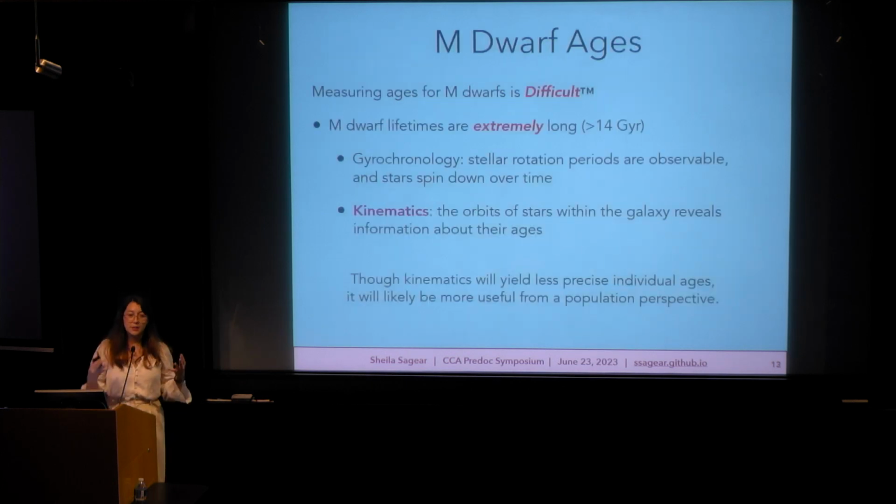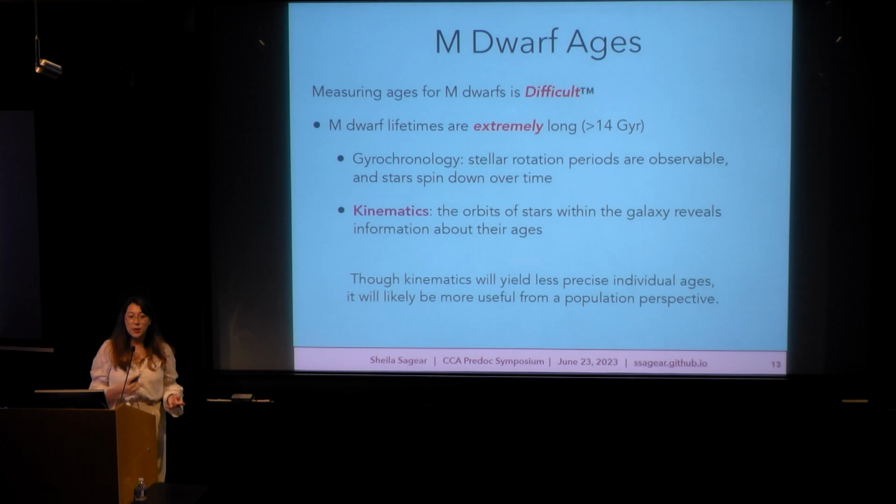So this is a tall order. I realize that because measuring ages for M-dwarfs is extremely, extremely difficult. You can't just look at an M-dwarf and try to even guess how old it is, as we all know, because their lifetimes are extremely long. They change so little throughout their lifetimes. But there are a couple ways that people have figured out how to extract ages from these M-dwarfs.